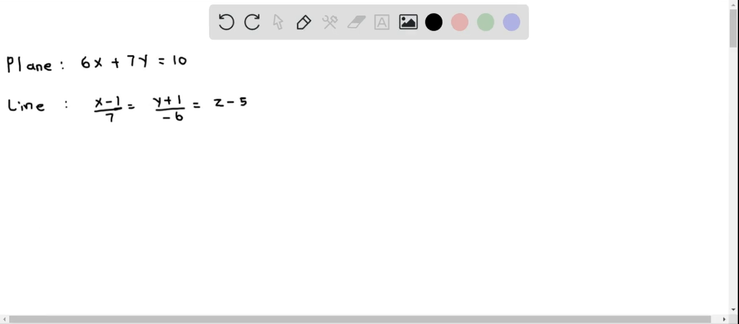We now determine the points of intersection of the plane and the line. So here we have the plane equation 6x plus 7y equals 10, and the line equation (x minus 1) divided by 7 equals (y plus 1) divided by negative 6, and it equals z minus 5. So I can write this as (z minus 5) divided by 1. So first I'm going to write down the parametric equation of the line.